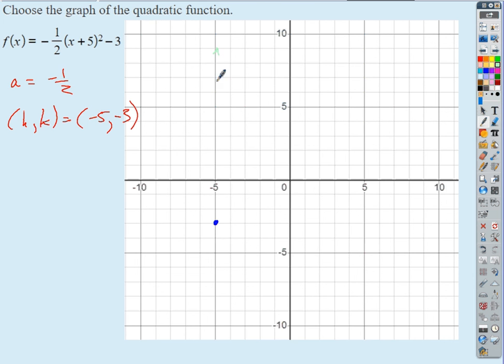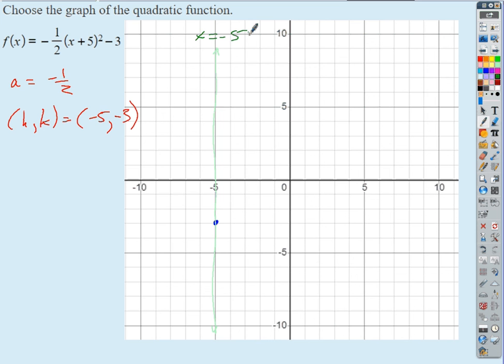So what's the equation then of this axis of symmetry? Right, there's the axis of symmetry, and it's just x equals -5. Okay? All right, so a is -1/2. Now we have to draw the right shape of this parabola.